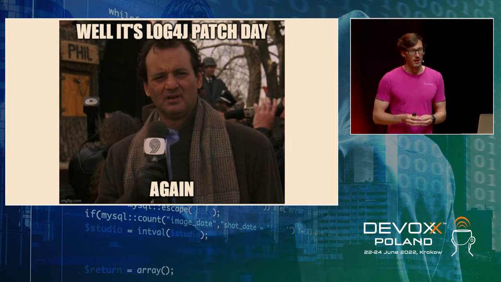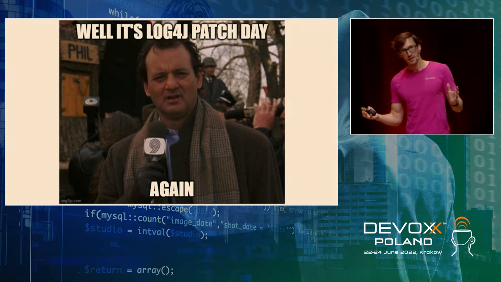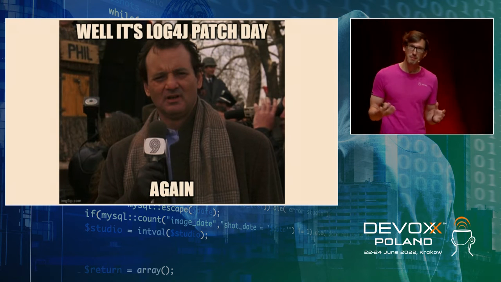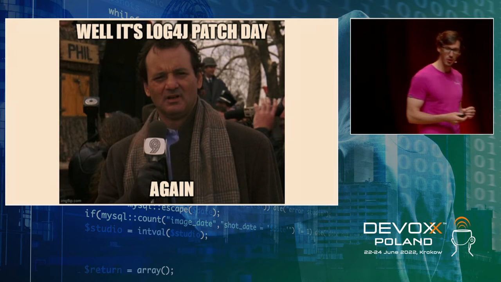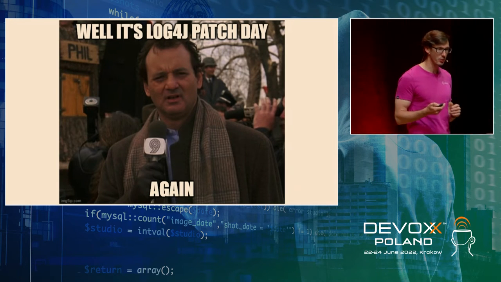So that was the first vulnerability. But Log4j was not that simple. It wouldn't just go away. There was another vulnerability in it. So like in Groundhog Day, we had to start over.